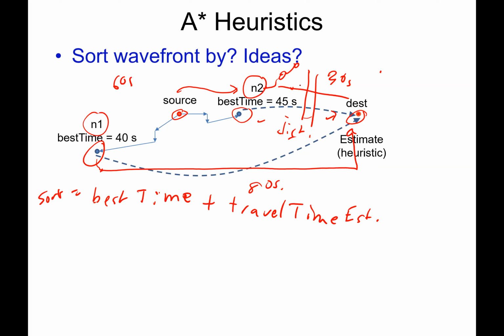But if we find that we're wrong, as we go on to other nodes, this best time is going to increase. So we go on to a node N3, for example. Let me erase a little bit of this. So we go on to a node N3 next.